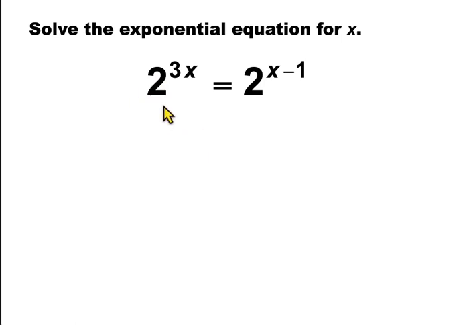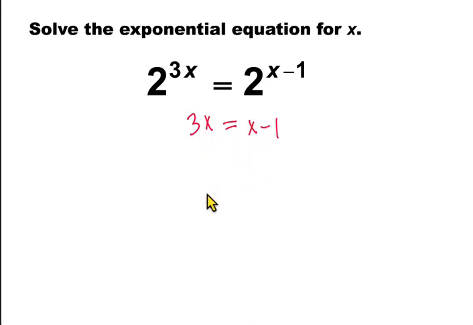Notice that with this equation, both terms have the same base, 2. When you have an equation like this, simply create a new equation with just the exponents. So we get 3x equals x minus 1.